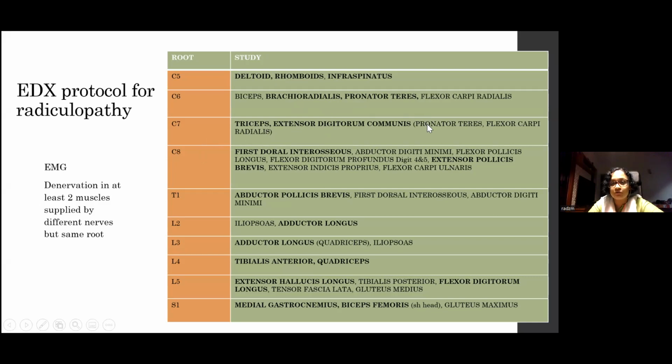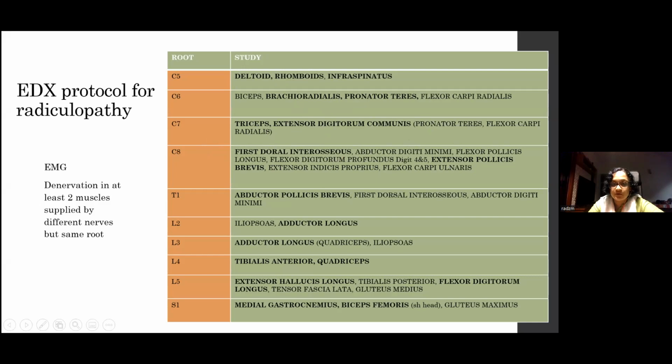So you might have to go for pronator teres or flexor carpi radialis. Pronator teres has more C6, while flexor carpi radialis has a bit more C7. So these are two muscles you can choose for C7. C8, you have first dorsal interosseous.